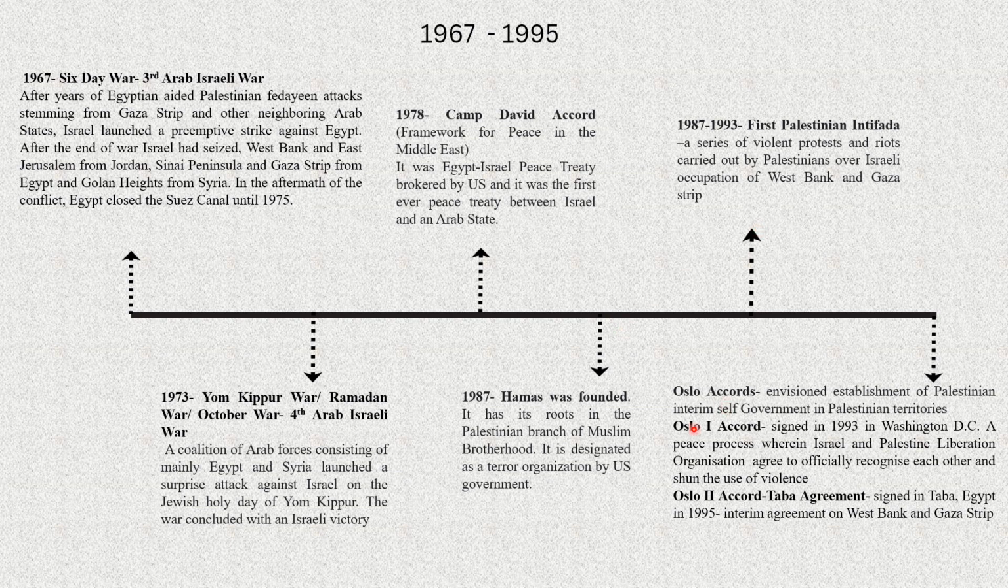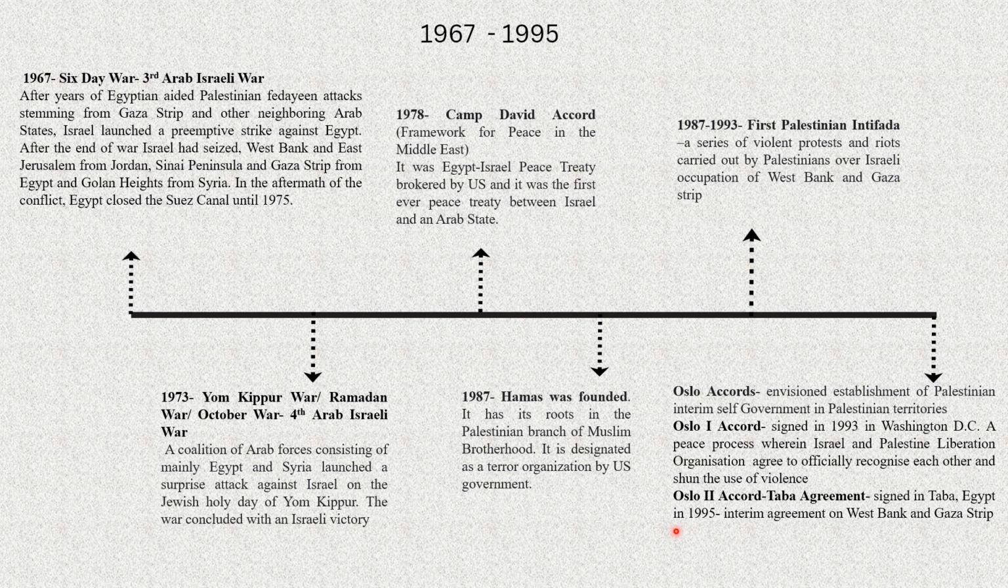Next in the series comes the 1993 to 1995 period, when the Oslo Accords were signed. The Oslo Accords were brokered by the US, and the Oslo I Accord was signed in 1993 in Washington DC. It was a very important peace process wherein Israel and the PLO, that is the Palestine Liberation Organization, agreed to officially recognize each other and shun any further use of violence.